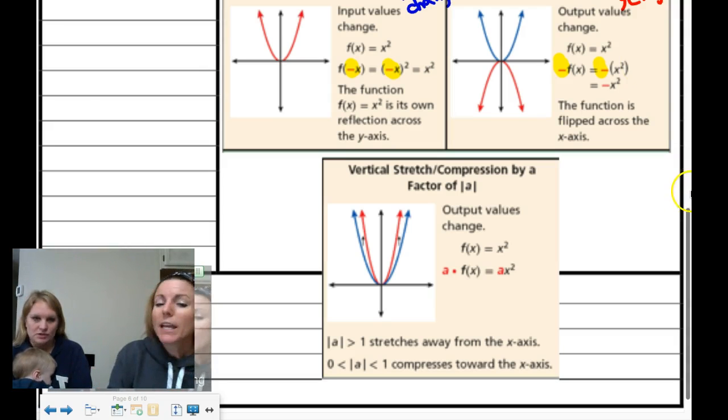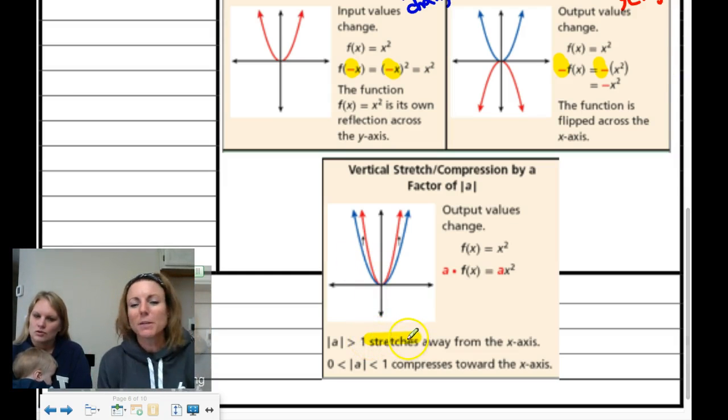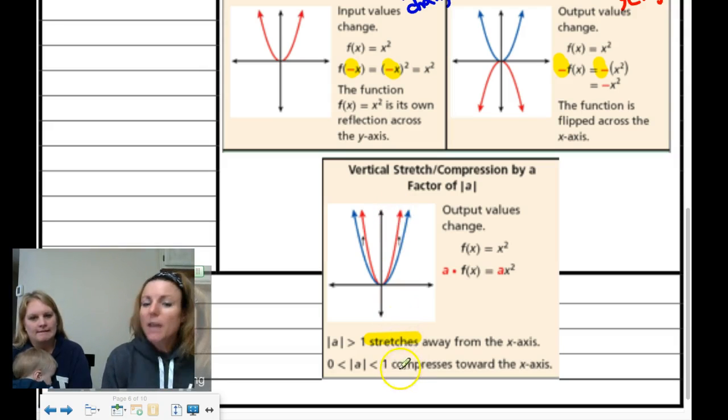So if the absolute value of a is greater than 1, that is called a stretch. What a stretch means, it's going to make it skinnier. And I'll explain that in a minute. A compression means your a value is less than 1.